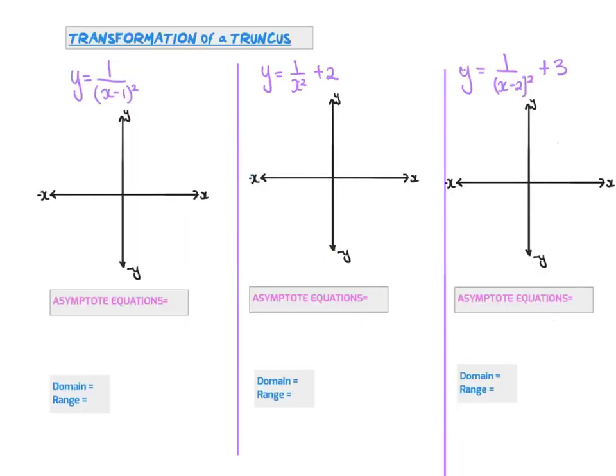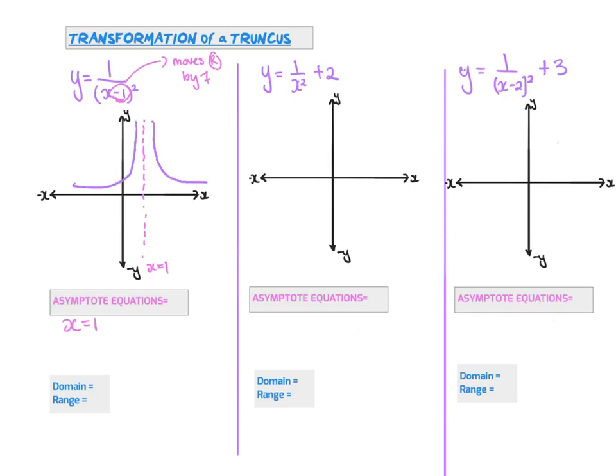Okay, so we're going to look at some transformations here. In this first example, this -1 here moves the graph to the right by 1. So if you think the original asymptote was on x equals 0, now we've got that new asymptote on x equals 1. So there's one asymptote equation. Now we can draw our graph. So we've got our truncus, and it would go like this, and it would go like this.